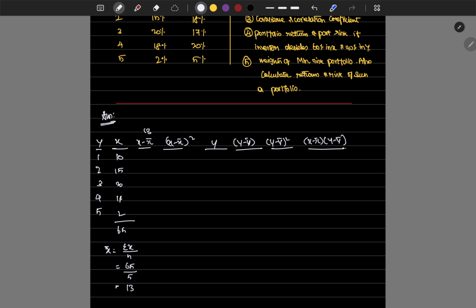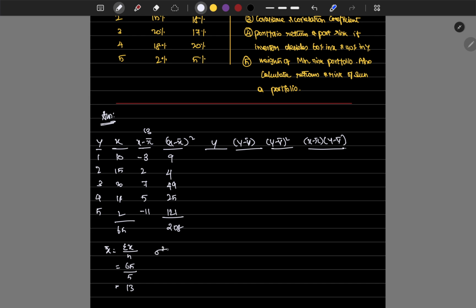Now 10 minus 13 is minus 3, 15 minus 13 is 2, 20 minus 13 is 7, 18 minus 13 is 5, 2 minus 13 is minus 11. So we have to square everything: 9, 4, 49, 25, 121. Total this up: 9 plus 4 plus 49 plus 25 plus 121, which is 208. Now we got the x minus x bar the whole square.